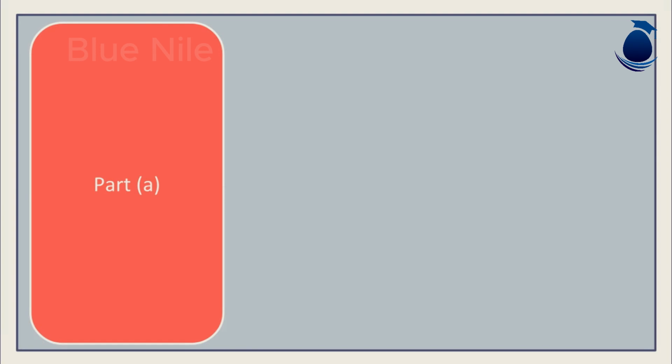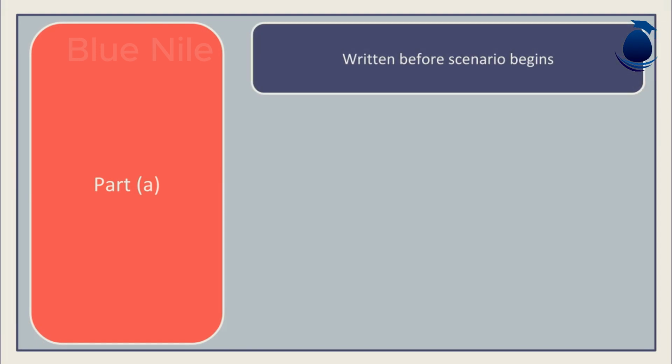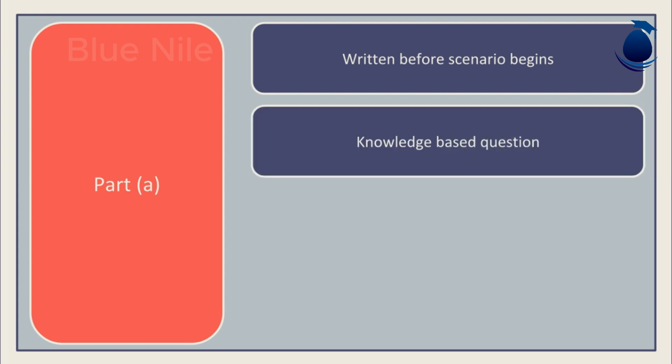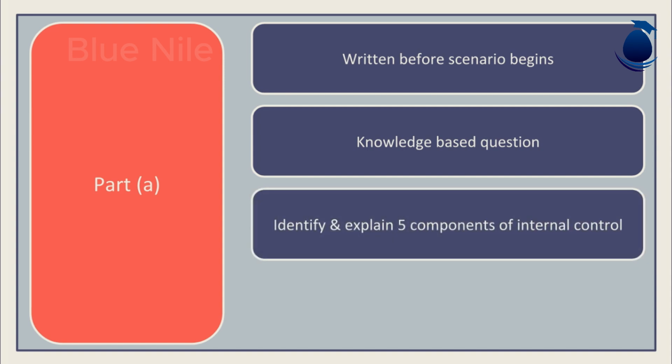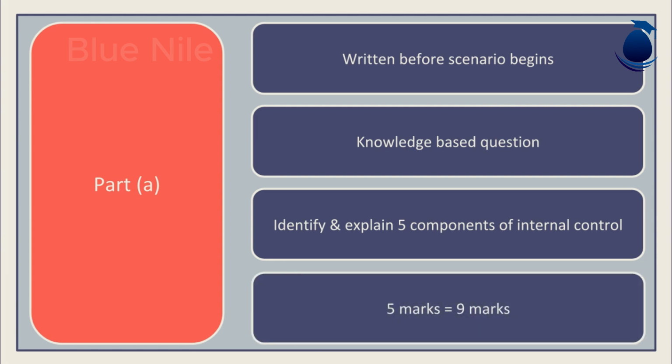Let's break down the requirements. The question is split into two parts. Part A is at the top of the question before the scenario begins. It has no relevance to the information in the scenario, as it requires knowledge from your studies to answer it. It asks you to identify and explain the 5 components of an entity's internal control. This question is for 5 marks, and therefore roughly 9 minutes should be spent on this.